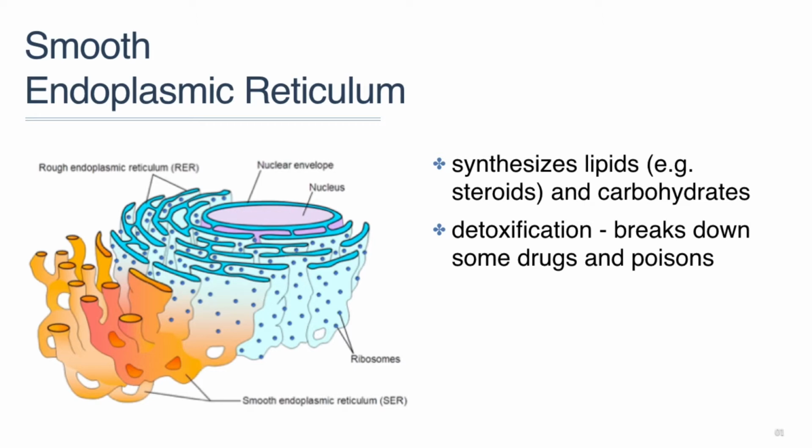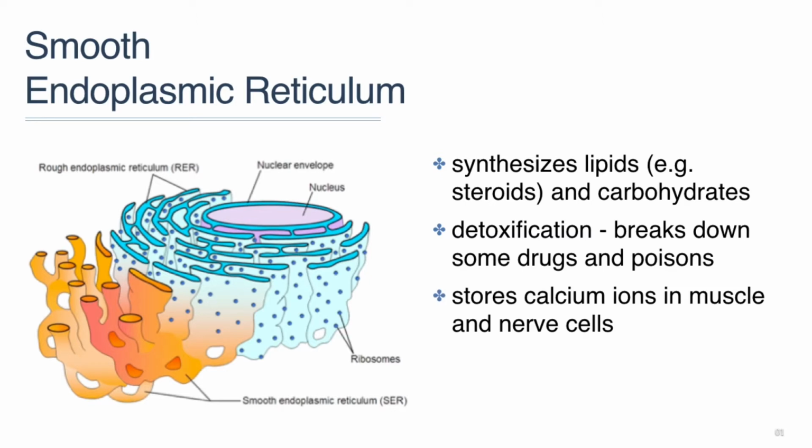And a third function is one of storage. Some cells in the body will actually use the smooth endoplasmic reticulum to store calcium ions, especially muscle and nerve cells, which use those calcium ions in order to function properly.